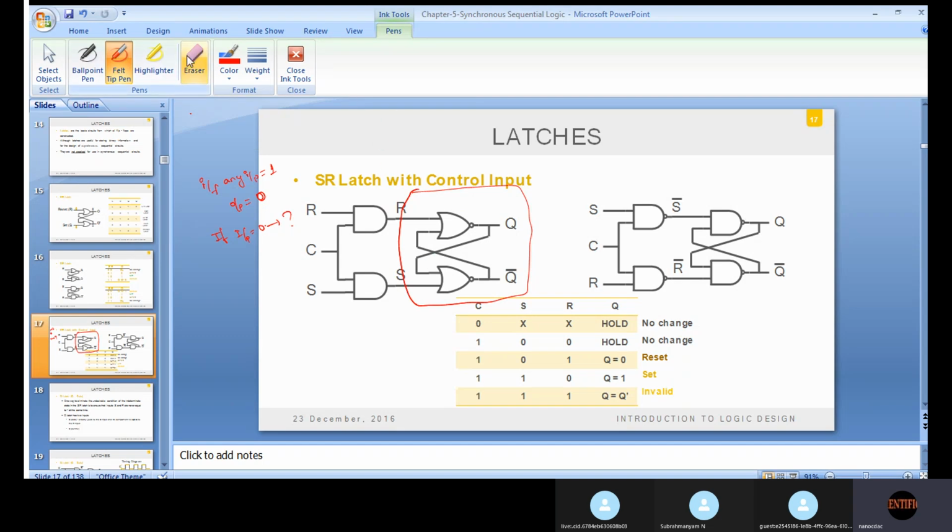So here, this is the SR latch. In the SR latch we have not changed anything, just what we are doing is adding a control input. When adding the control input, here I have taken the AND logic. AND gates: what is the normal nature of an AND gate? If both the inputs are equal to 1, then only the output will be equal to 1.